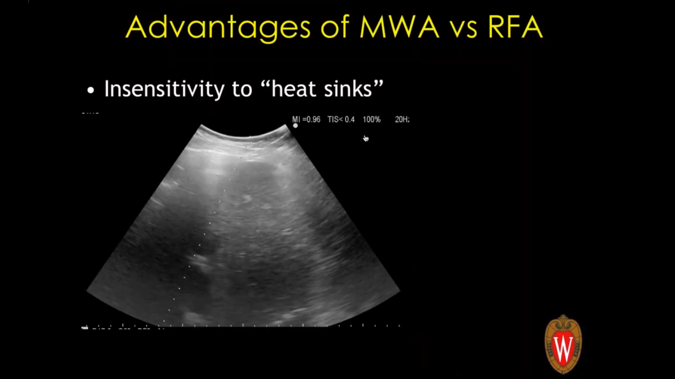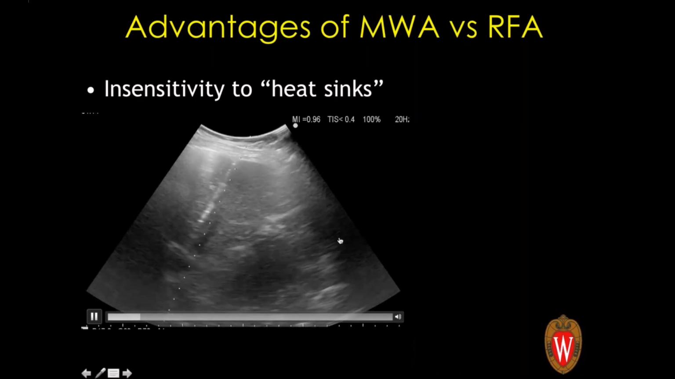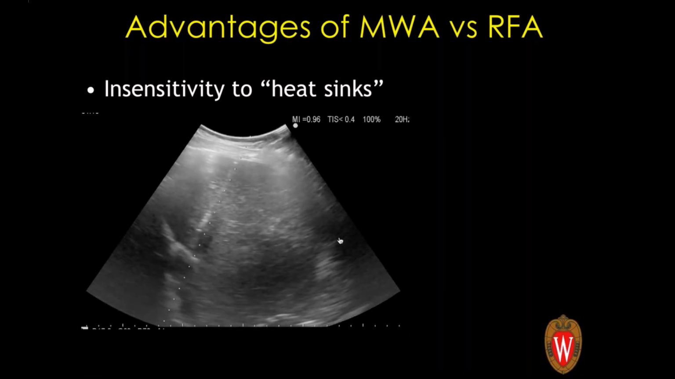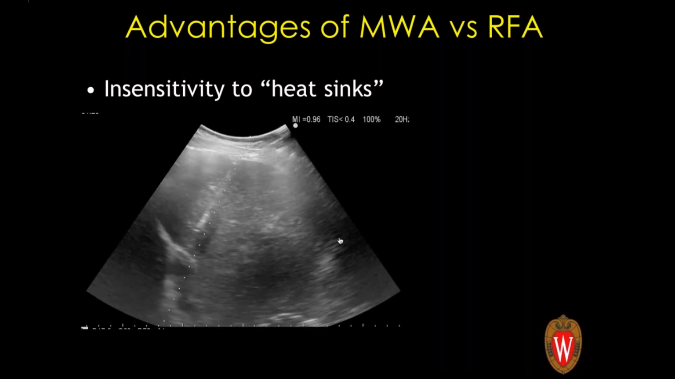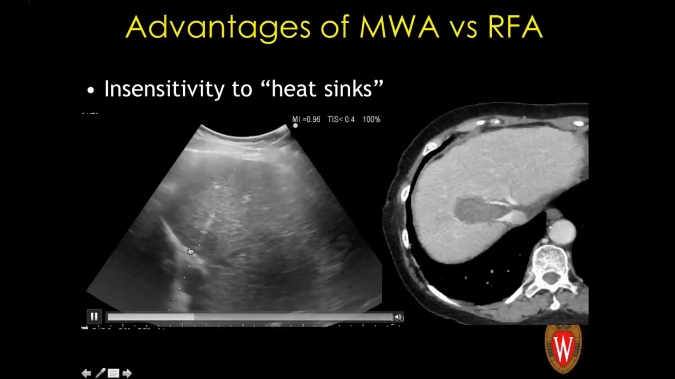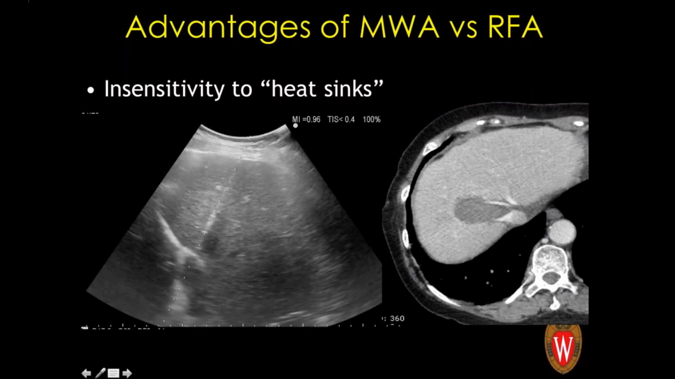This is a case of HCC in a bad location, close to the vena cava and the hepatic vein. This is the needle inserted inside the lesion, and this is the result after 1 year without recurrence.